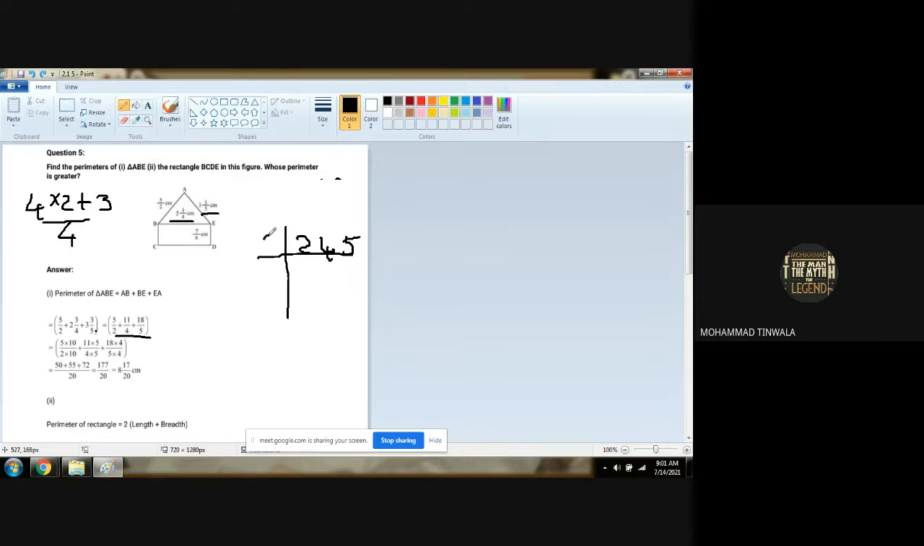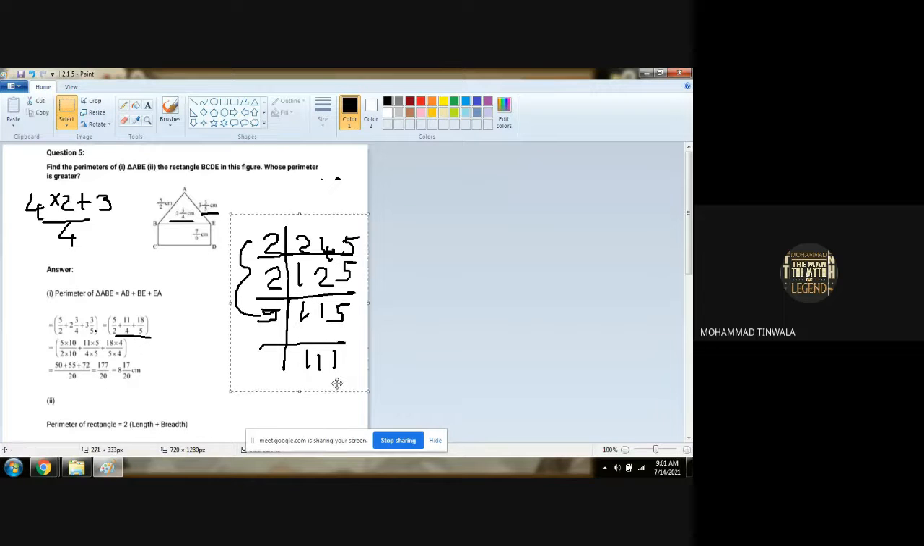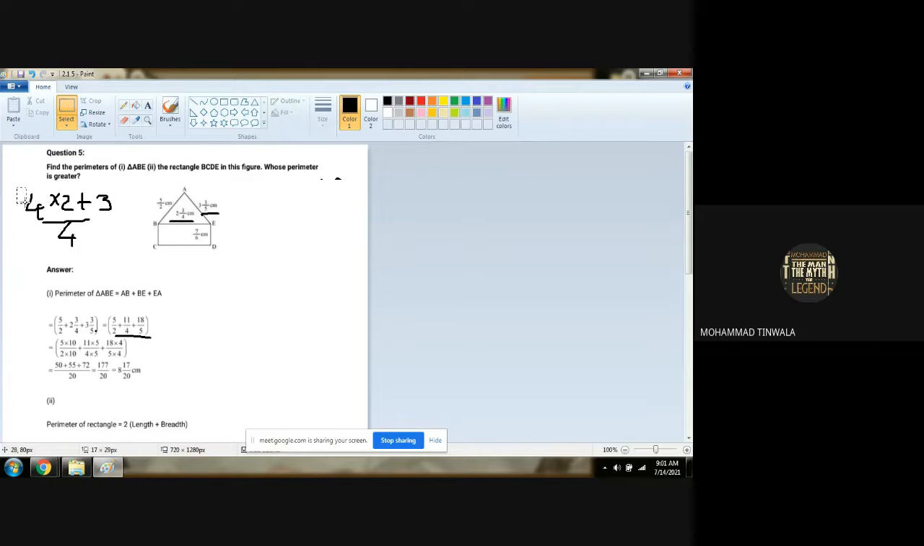Look, 2 1s are, 2 2s are. 5 will be as it is. Again 2 will be there, 1, 1, 5 as it is. So the last we got is 5. So what is the LCM we got? 1, 1, 1. The LCM we got is 2 2s are 4, 4 5s are 20. So the total LCM is 20. Do you understand, boys? So we have to take the denominators of all three up to 20.